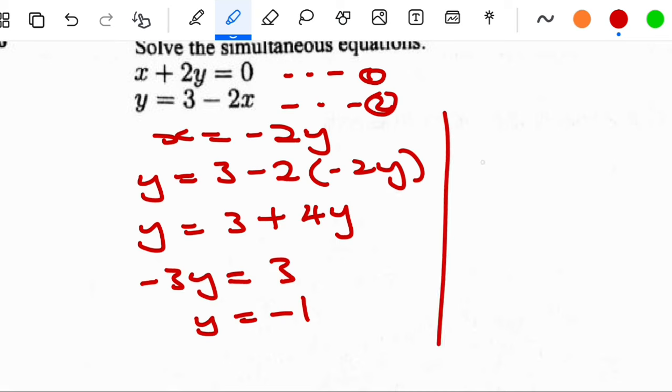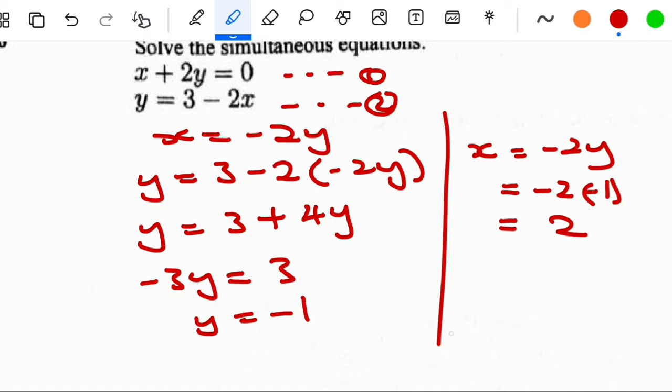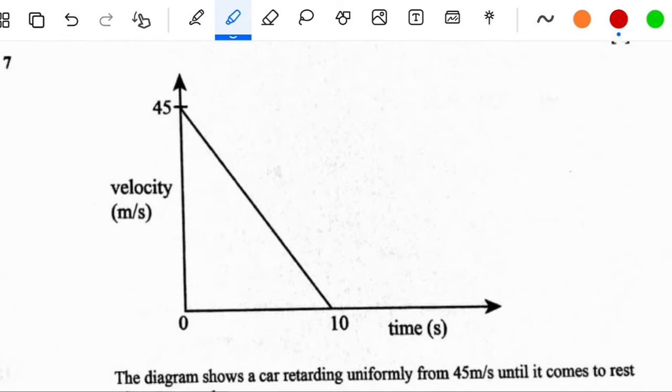Right? Then going back here to x equals negative 2y, I've got x equals negative 2 times negative 1, which is going to be 2. So x equals 2. Then now moving on to number 7.